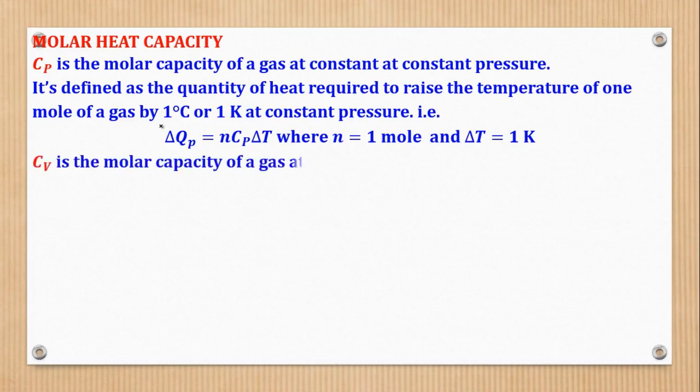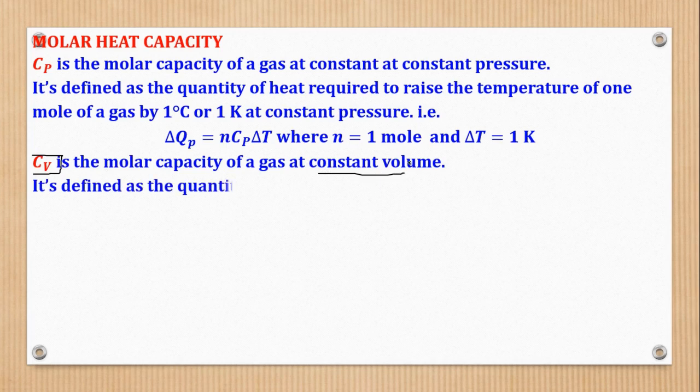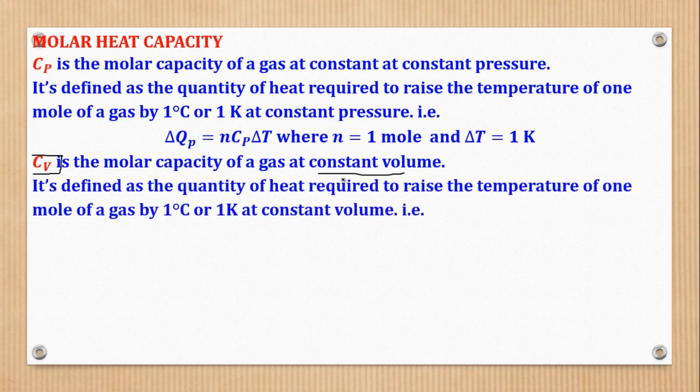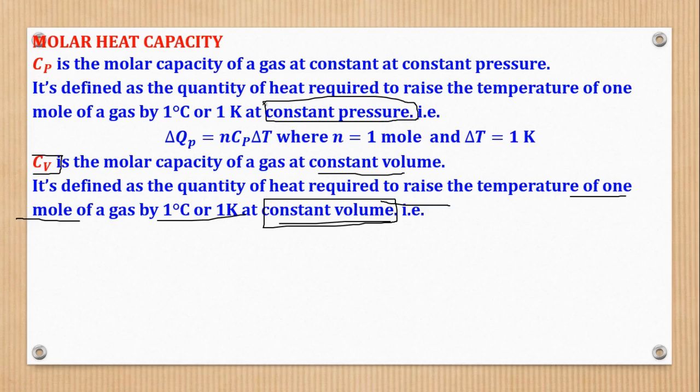Then another form of molar heat capacity is Cv, and that is molar heat capacity at constant volume. So the definition is somehow similar, but this is constant volume. So it will be heat required to raise the temperature of 1 mole of a gas by 1 Kelvin at constant volume. So the keywords are constant volume and constant pressure. Otherwise, the rest are somehow similar.